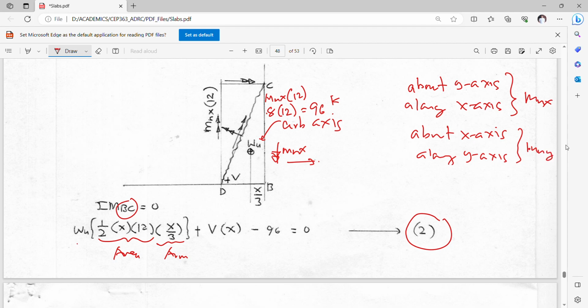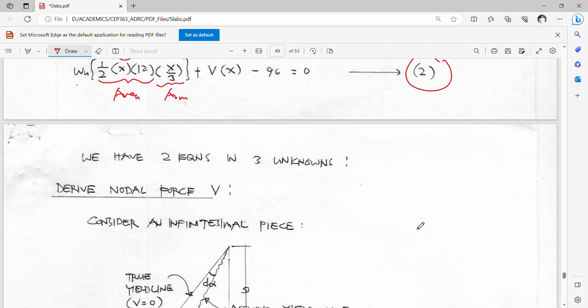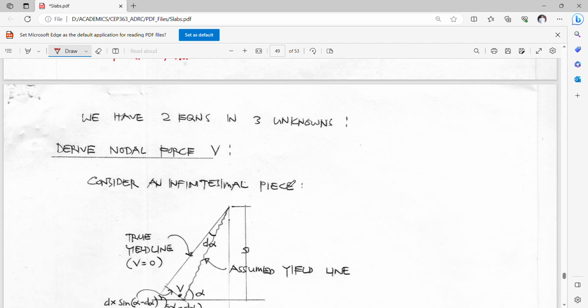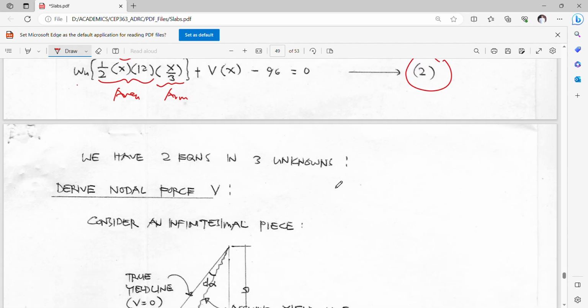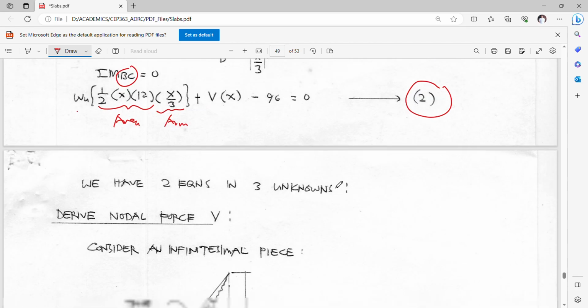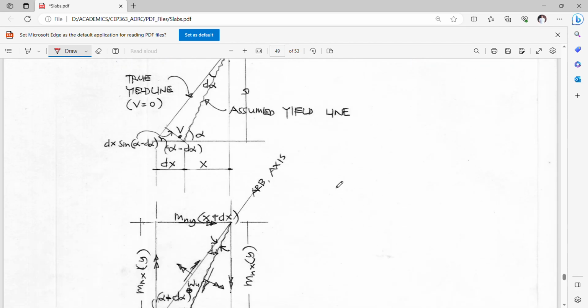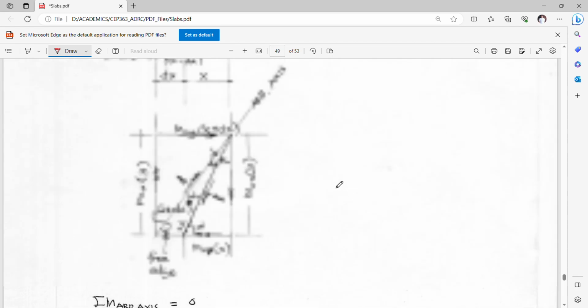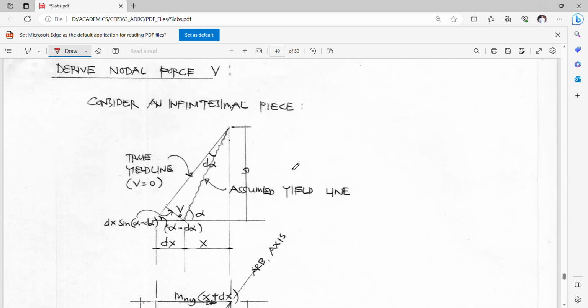So I have two equations only, but I have three unknowns to find, including the shear force P. How do I get the shear force? This is the procedure I've done, so please watch my video here on equilibrium.